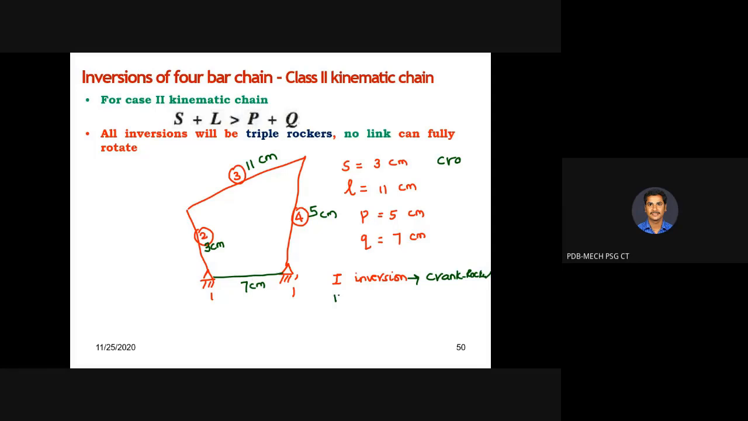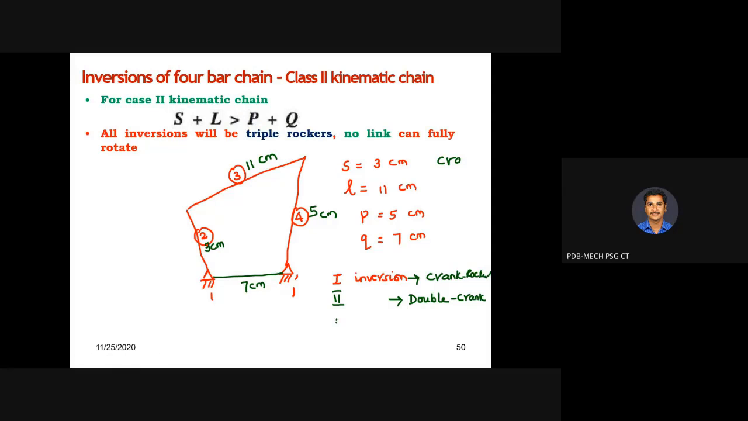So in the second inversion, when you fix the shortest link, we need to see what motion we will get. If you fix the shortest link and give the input to the 11 centimeter or the 7 centimeter link, definitely both links are going to make a double crank mechanism. That means both will keep rotating, as I showed in the animation itself. So we call it a double crank or drag link mechanism. Whenever the shortest link is fixed, the other adjacent two links are going to make complete revolution.